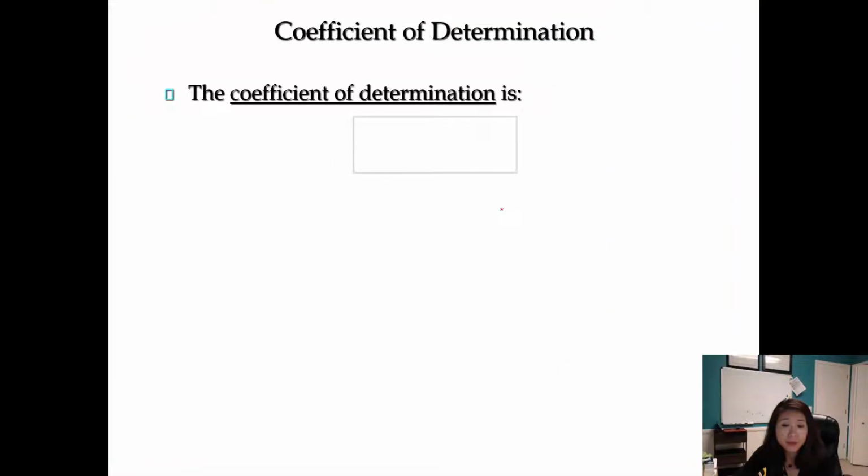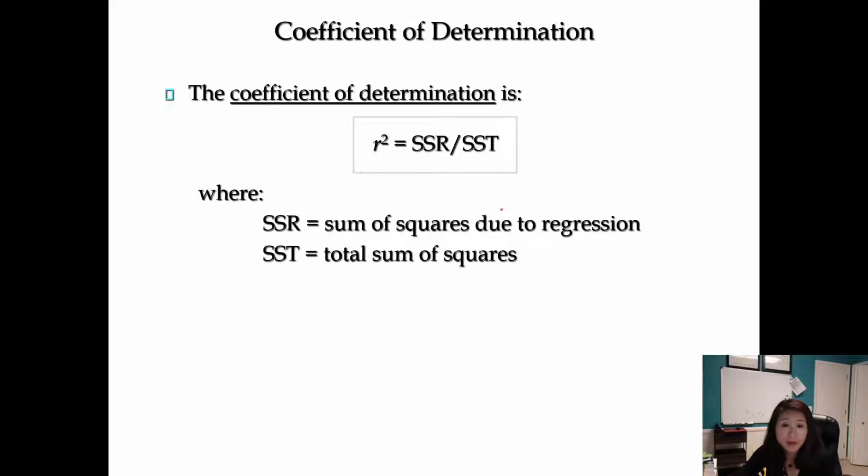So the new name is called the coefficient of determination. Usually we call it R square, using SSR divided by SST. That's called the coefficient of determination. Keep in mind, we work on your homework and your attendance check practice question.